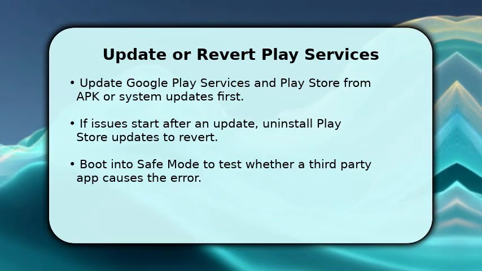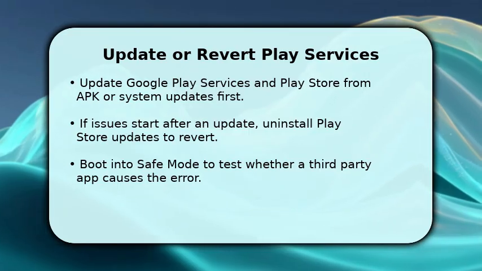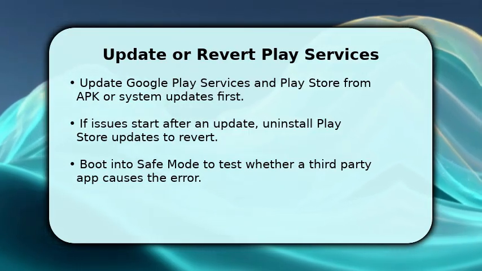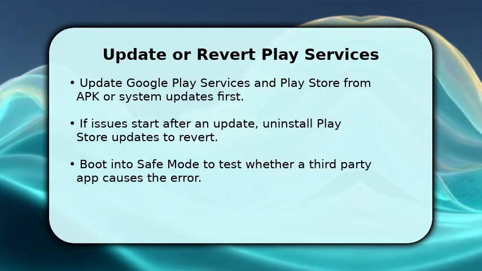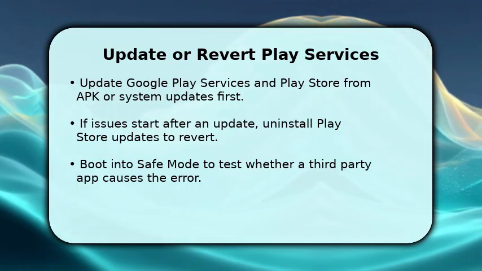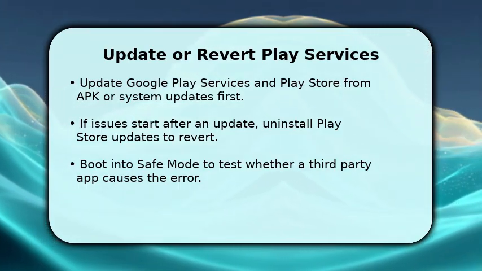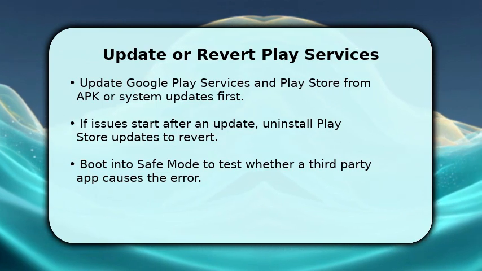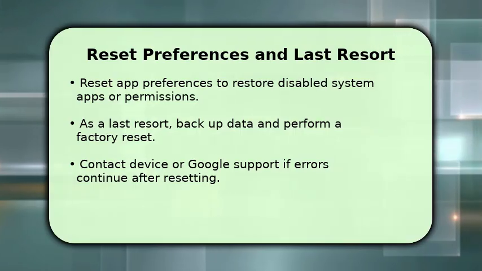If the error began after a recent update, open the Play Store entry and uninstall updates to revert to factory version. Boot into safe mode to temporarily disable third-party apps and determine if a downloaded app causes the crash. Restart normally after testing to restore full functionality. If problems persist, open Settings and reset app preferences to restore disabled services and permissions.